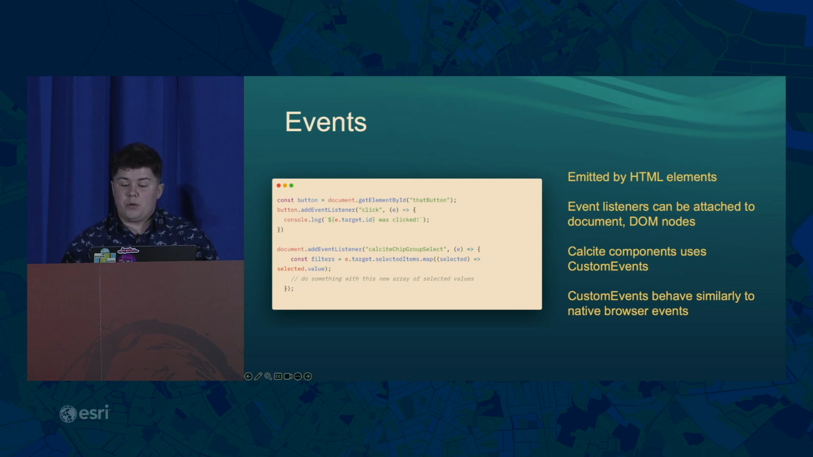So Calcite components and other web components use something called the custom event interface. This is really similar to native browser events. You have access to the same event argument and the same target element. And Calcite documentation has a great component playground that actually allows you to toggle event logging on and off, and you can inspect the event's output in the browser without writing any code or setting up components yourself. This is a really great time saver when you're setting up your application.